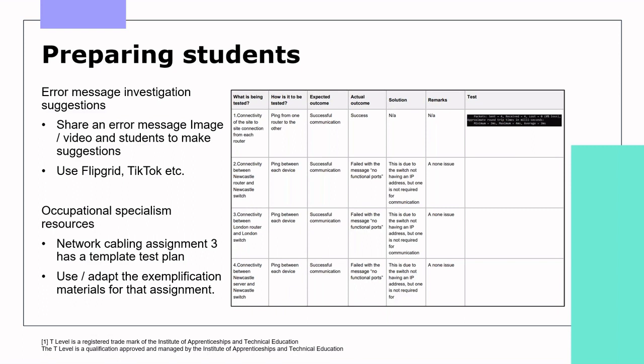And for the test plan, you may find some of the occupational specialism resources useful, such as the exemplification materials for the network cabling assignment 3. And this shows the pass and distinction example of a test plan. What I've shown on screen right there is the distinction example of that test plan.